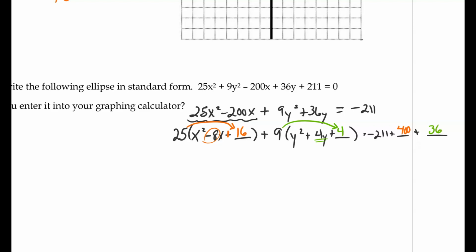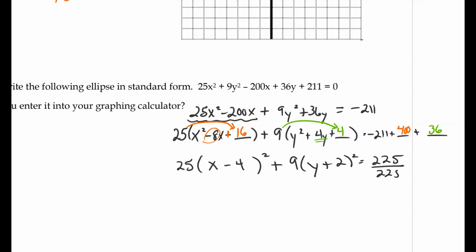So then we're going to rewrite things. I got 25 times the quantity, and this is where we got our square. We go (x - 4)² plus 9 times the quantity (y + 2)² equals, and we added everything over here on the right, and that's going to be 225. All right, we are almost in standard form. To do that, remember, it has to equal 1. So what we're going to do is divide everything by 225.